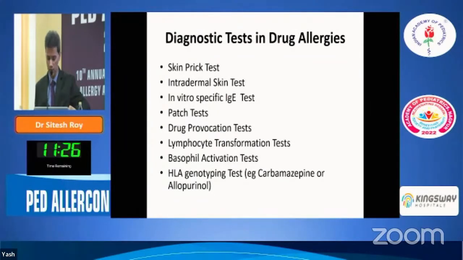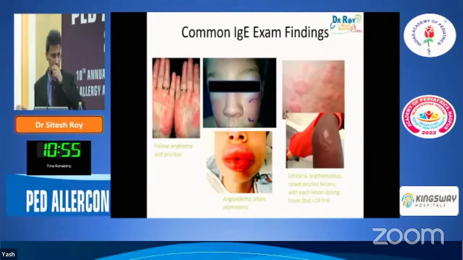Patch testing, which we rarely resort to, but is an immensely beneficial test that I use in my practice very routinely along with the intradermal testing. Then comes the drug provocation test, which will include the graded dose challenges, which can be single dose or multi-dose, never more than 4 doses if you're doing a dose challenge. Lymphocyte transformation test, an experimental process, basophil activation test, an experimental process, and HLA genotyping, which is very clearly proven for a bunch of different drugs.